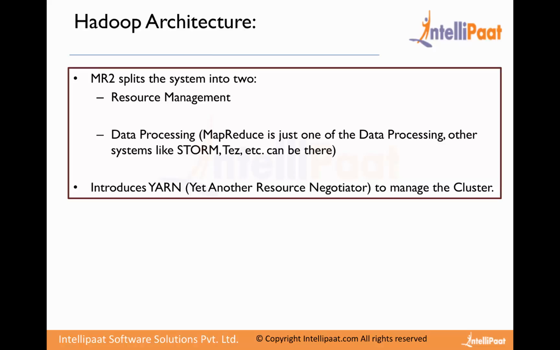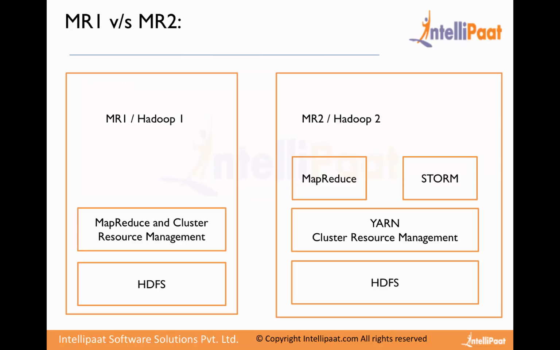So the way they designed it is that the resource management and the cluster management should be separated out, so that any kind of distributed computing can be done over the cluster. They removed the cluster management from the computational aspects of it. So they introduced YARN. YARN is Yet Another Resource Negotiator to manage the cluster. That is the difference between MR1 and MR2.